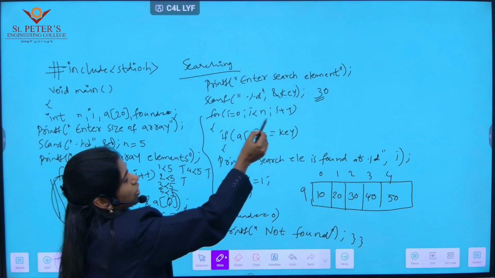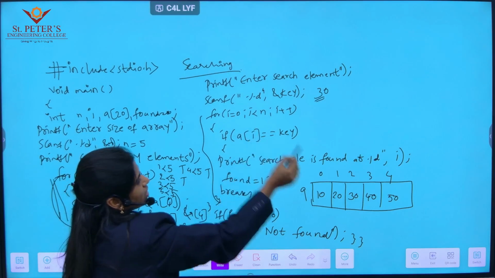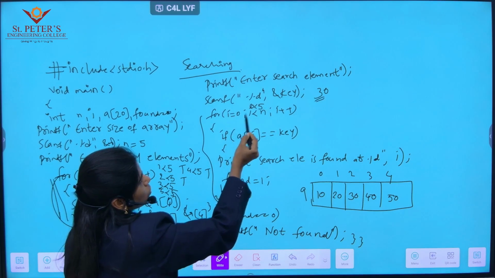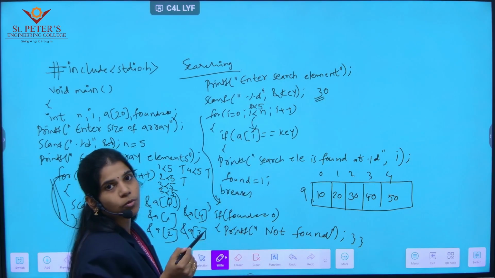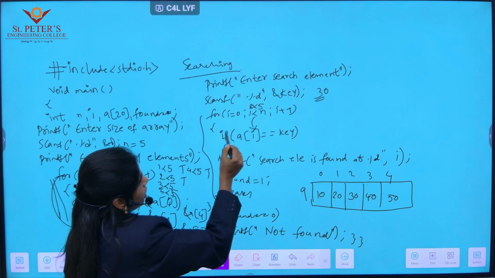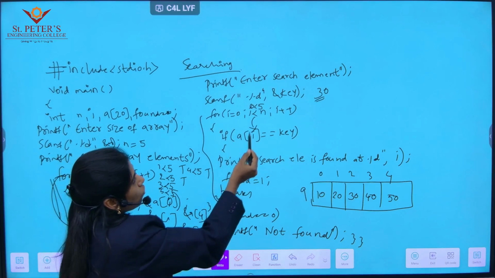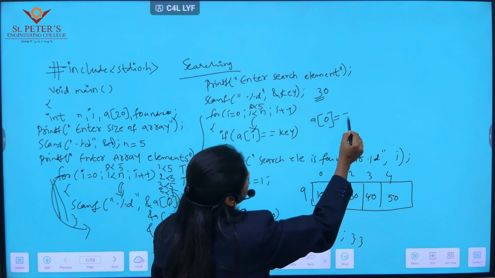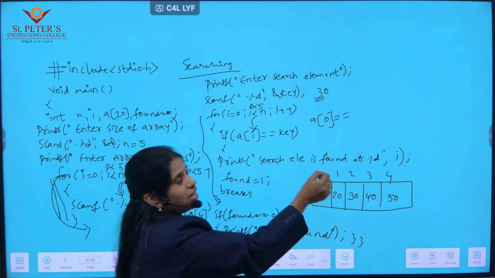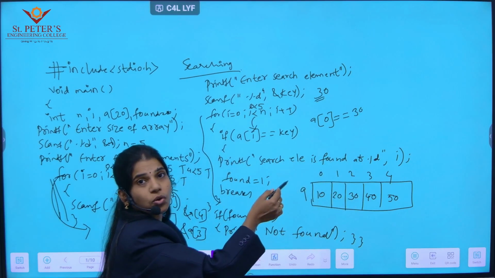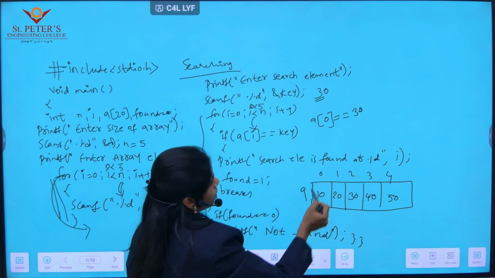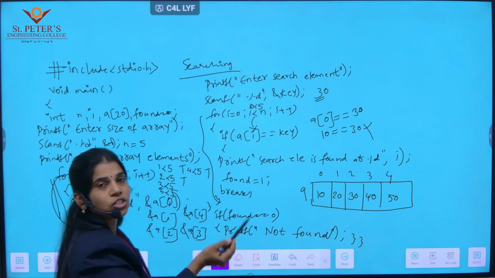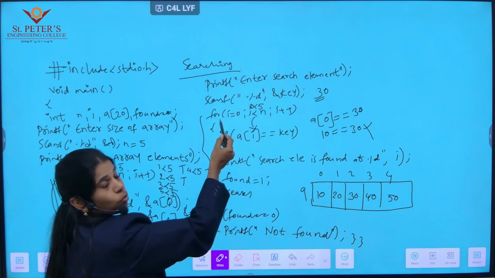Here again we write a for loop that starts from 0 to n. What is n here? 5. Again 0 less than 5. Yes, the condition is true here, i equal to 0, 0 less than 5, condition true. Then enter inside the for loop body. Here inside the for loop, there is an if condition, a of i. What is i here? 0. Means a of 0, a of 0 double equal to key. What is the key element here? 30. Is a of 0 equal to 30? What is a of 0 here? 10. Is 10 equal to 30? No, this is not true. Condition false. So again go back to the for loop, i plus plus.